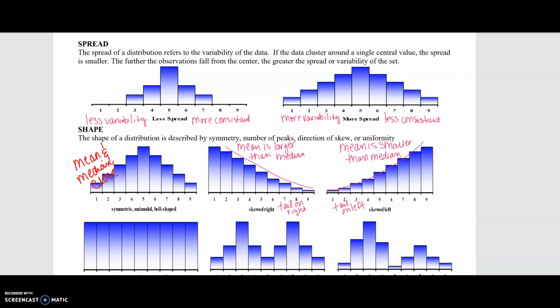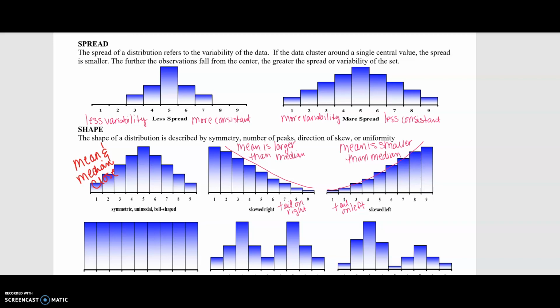Okay, moving on to the shape of distribution. We see here in this first diagram, it looks like a bell. The bell shape is symmetric. That means it's even on both sides. It has data even on both sides, and the mean and median are very close together.